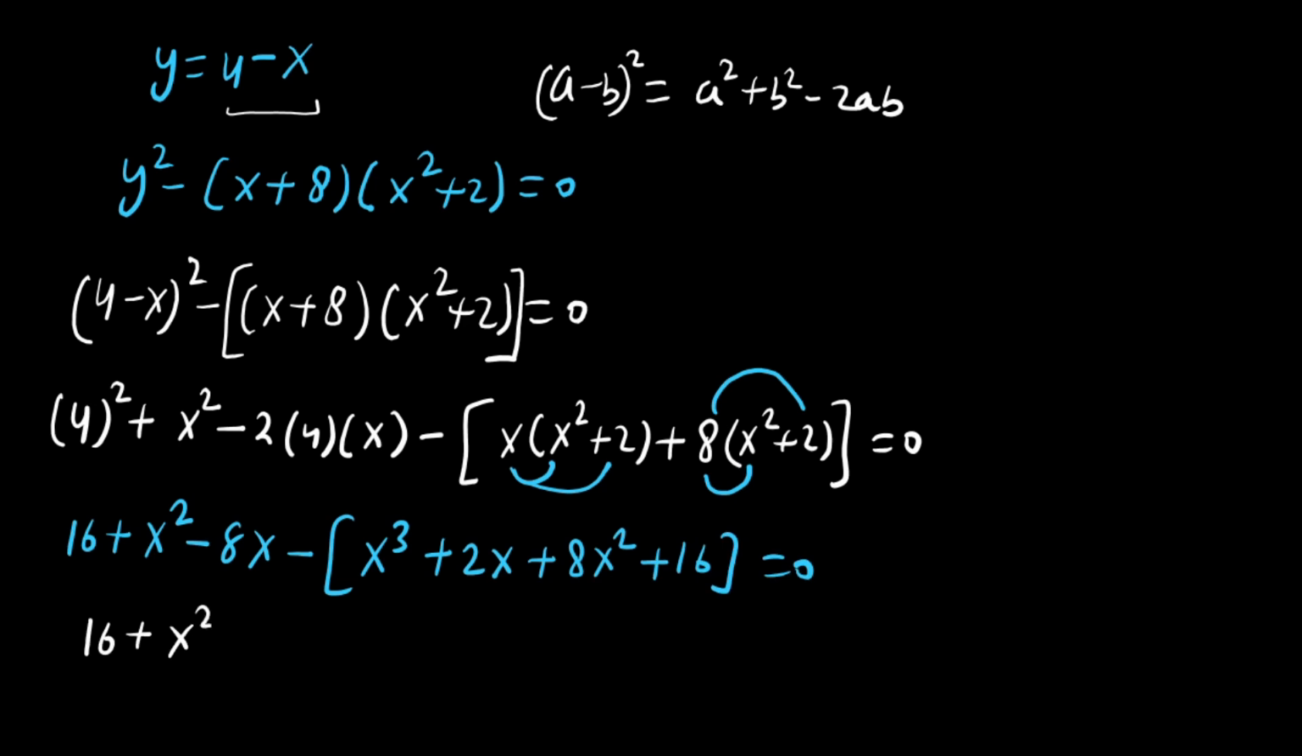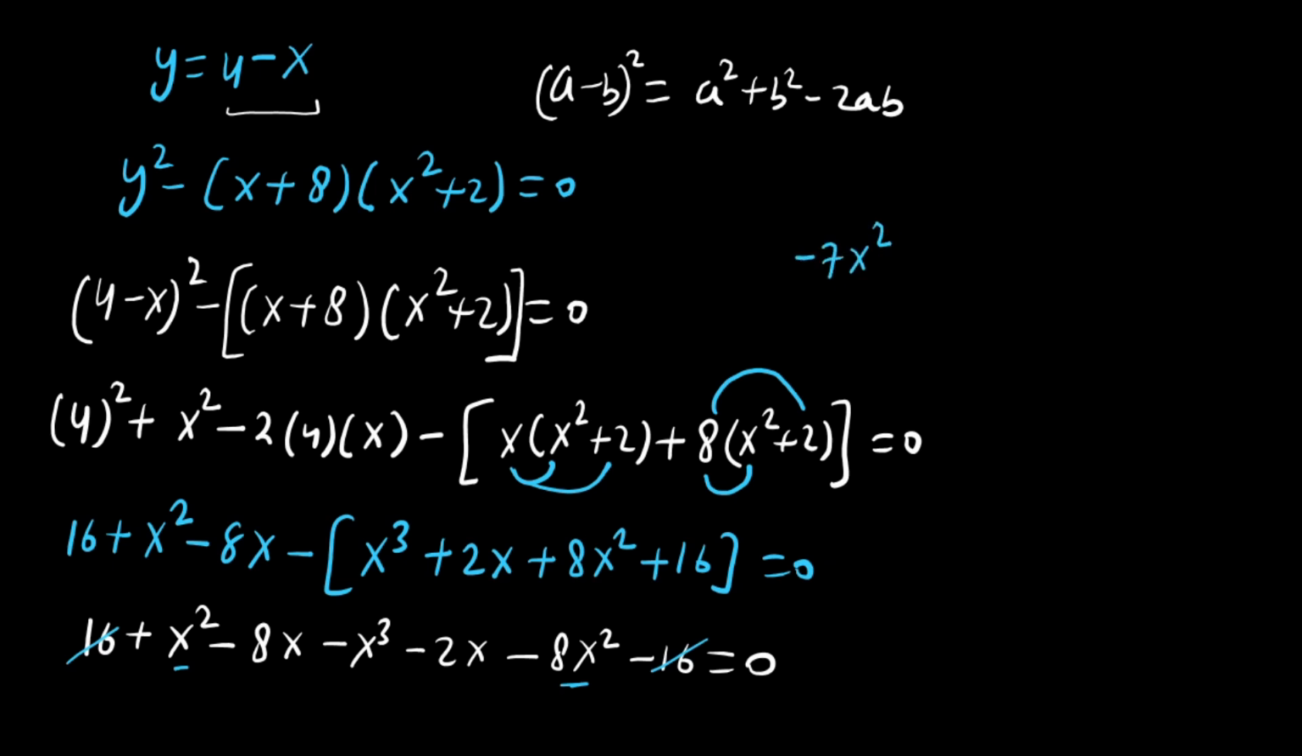16 plus x square minus 8x, and the minus multiplied by x cube gives minus x cube, minus 2x, minus 8x square, minus 16, equals 0. The plus 16 and minus 16 cancel out, then x square and minus 8x square give minus 7x square, minus x cube, and minus 8x minus 2x is minus 10x, equals 0.